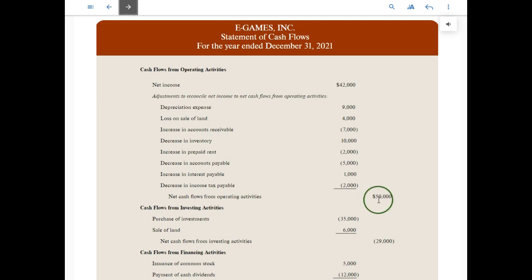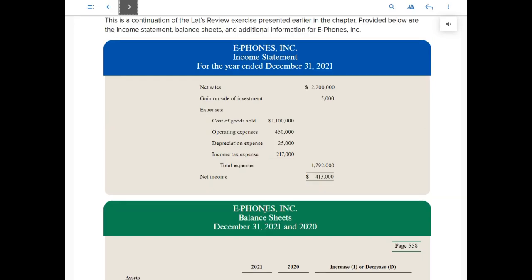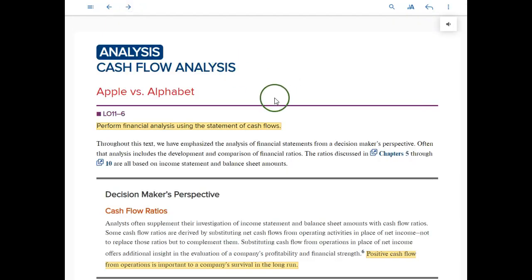One more time, I think this $50,000 here, net cash flows from operating activities, is probably the most important number in all four of the financial statements. And this is another example you can go through. Next page, cash flow analysis. There are a few cash flow ratios that we can talk about.